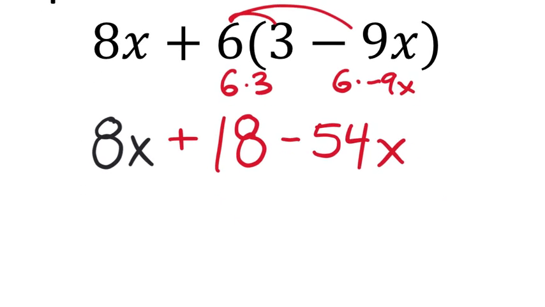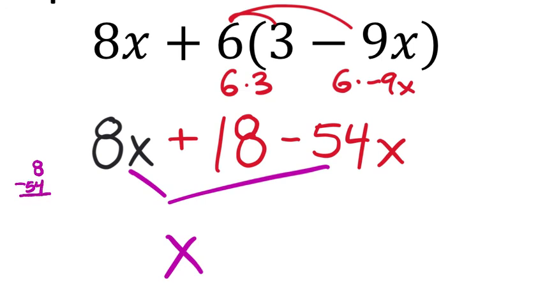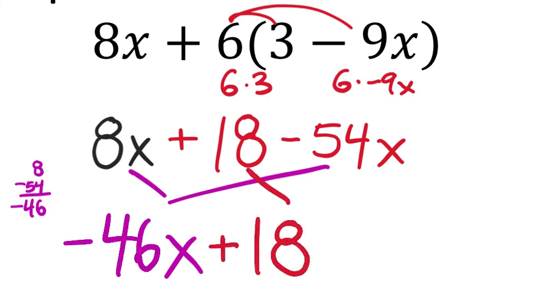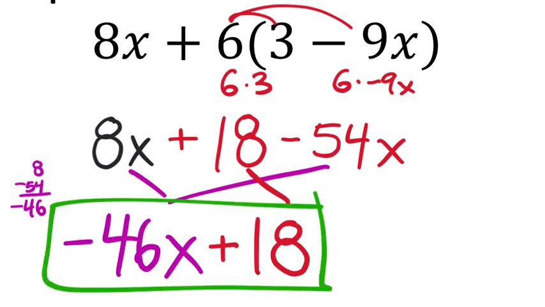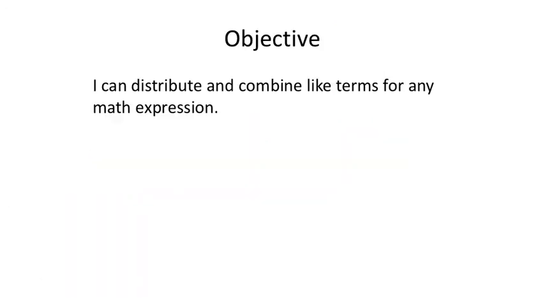Now we will combine any like terms we see, and there's only the x terms to combine. So how many x's will this result in? Well, we had 8 x's, and then we also had negative 54 x's. So 8 minus 54, you can put that in the calculator. I put in my calculator, and I got negative 46. So I'm going to show that as negative 46 x's. Then the positive 18 just drops because there was no other like terms to combine it with. That's done. All right, there's our objective. Again, I can distribute and combine like terms for any math expression. Just can you simplify expressions is really what it comes out to. But hopefully you feel pretty good about that.